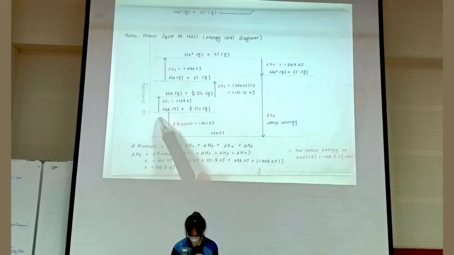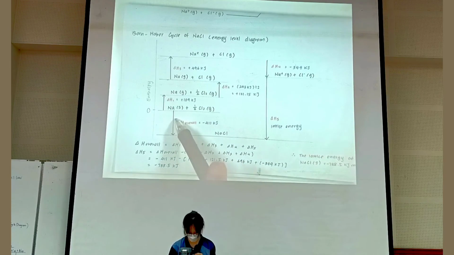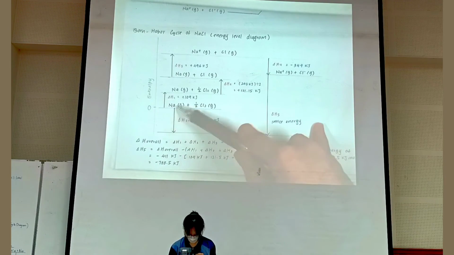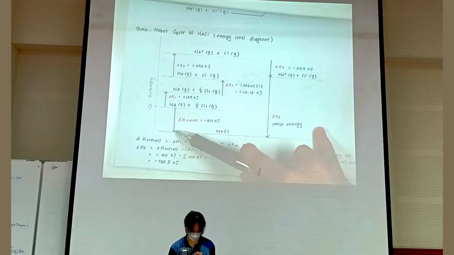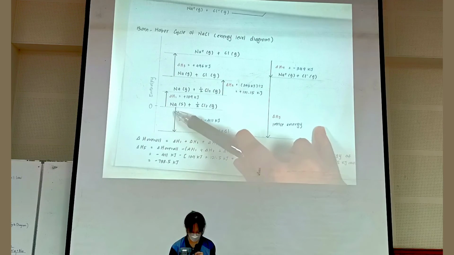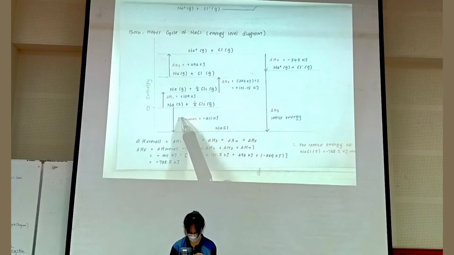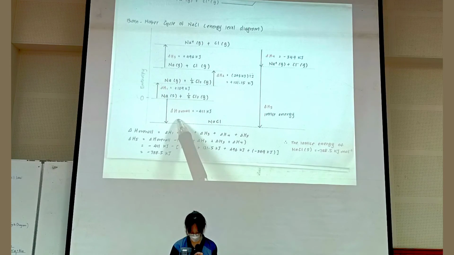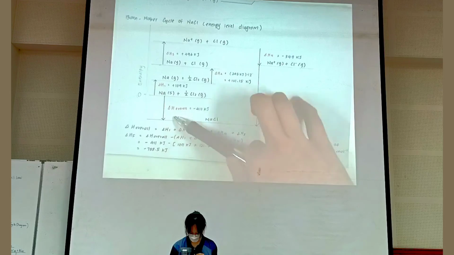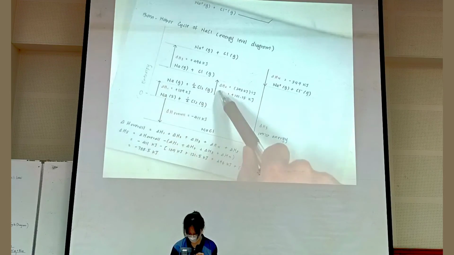If the question asks us to construct the Born-Haber cycle of NaCl in energy level diagram, we can start from here. First, we have to write down the chemical equation for the formation of NaCl. The arrow is pointing downward because the enthalpy is negative. So if the enthalpy is positive, the arrow will be pointing upwards. Then next, the second step is we have to convert Na into sodium gaseous atom and Cl2 into chlorine gaseous atom. So we have to use the enthalpy of atomization, which is H1 and H2 here.